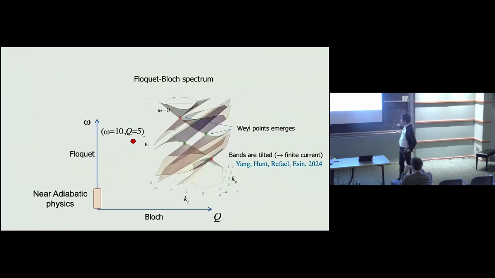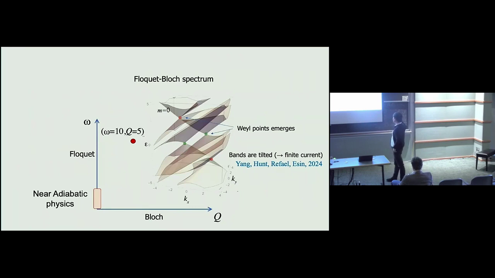Using this method, one can calculate the Fourier-Bloch spectrum, the quasi-energy spectrum against Kx and Ky, and it looks something like this. This is a plot for finite omega and Q, let's say omega 10 and Q 5. You already see some structures. Originally I had a three-dimensional Dirac cone, but now you see these tilted bands.